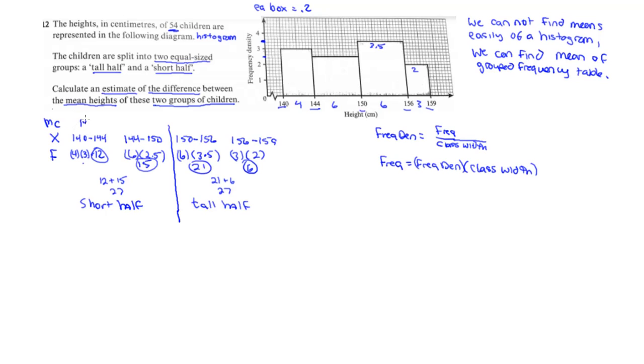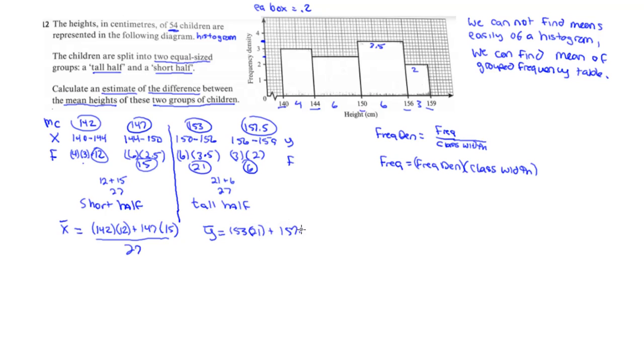And I need to have a middle class value in order to do that. And to find the middle class value, all I do is take the class boundaries and find the average of them, add the two numbers up and divide by 2. So now I'm going to find two averages. We're going to call this group Y, the other group X. So if I take 142 times 12 plus 147 times 15, divide by 27, that's going to give me the mean of the X group. I do the same thing with the Y group using their data.